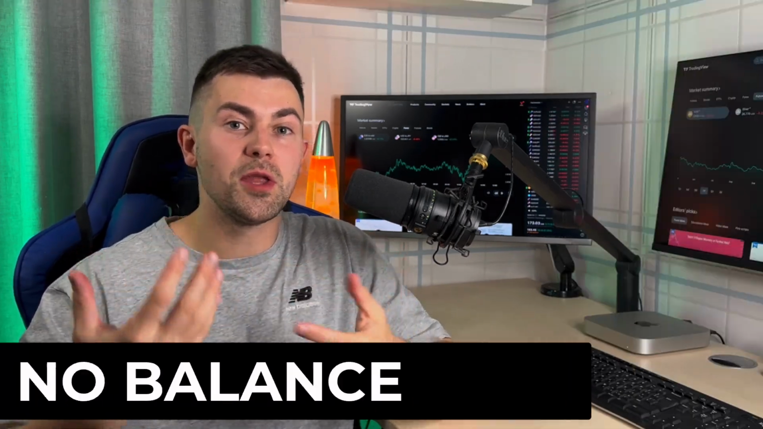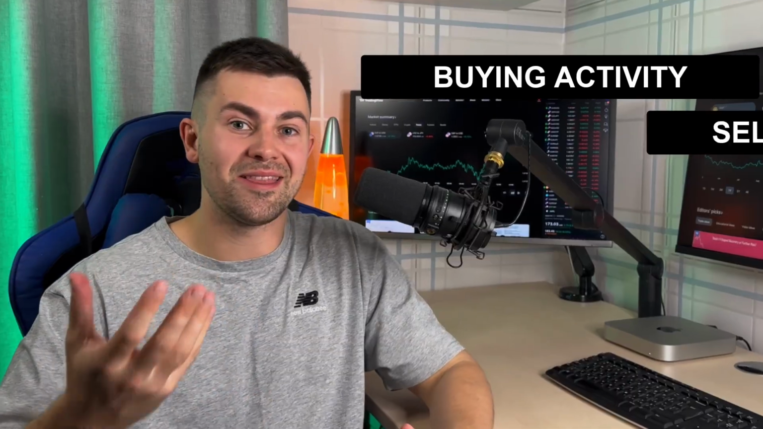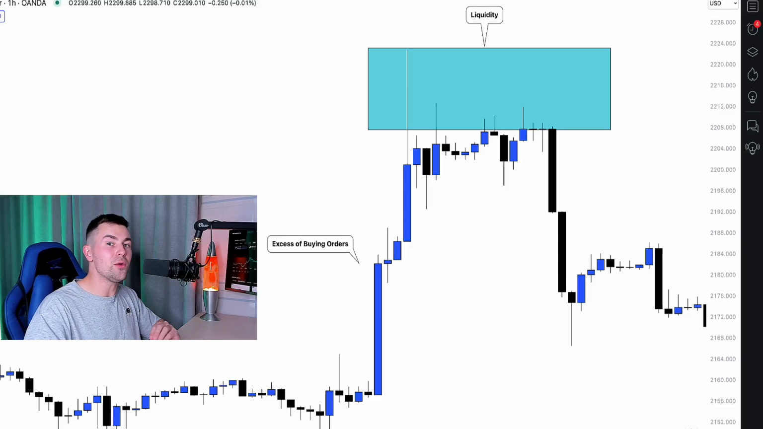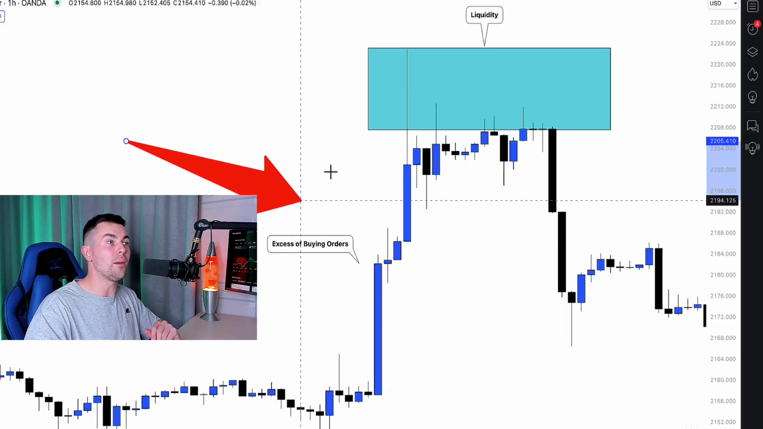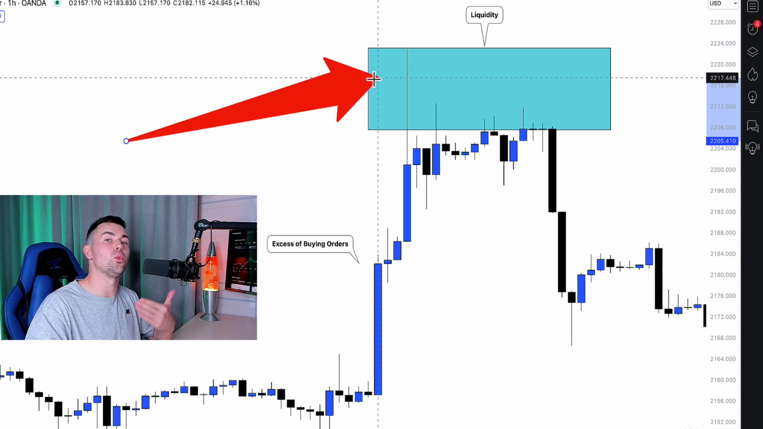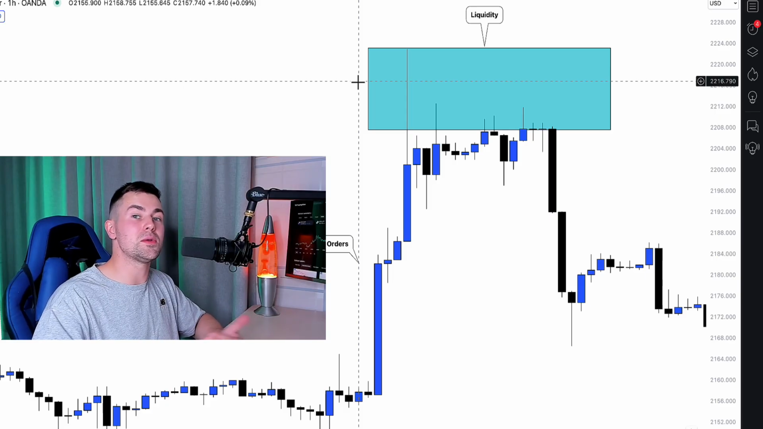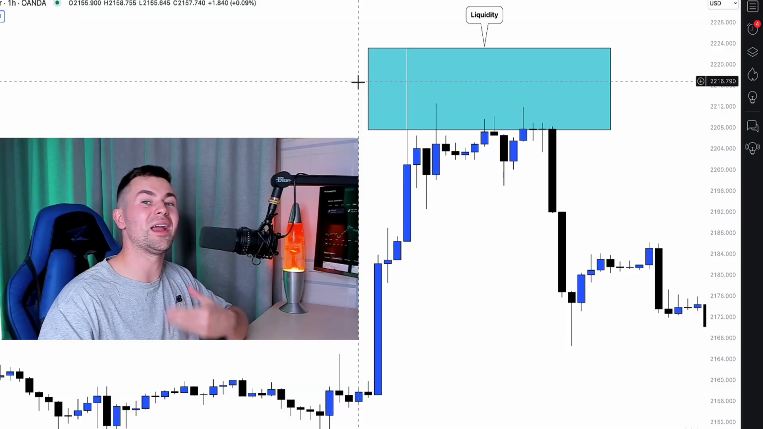And here's why these zones are so important. When there is no balance between the buying and the selling activity, the market will tend to go to the closest liquidity zone. The excessive buying orders will push the prices up to the closest liquidity zones, where the excess of demand will be absorbed by the sellers. Such liquidity zones we will call the supply zones. These are the zones that are above current price levels. Liquidity zones are the magnet for the price.